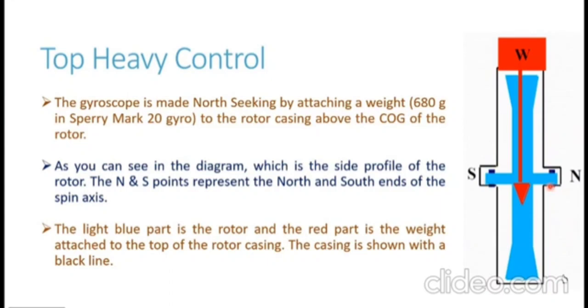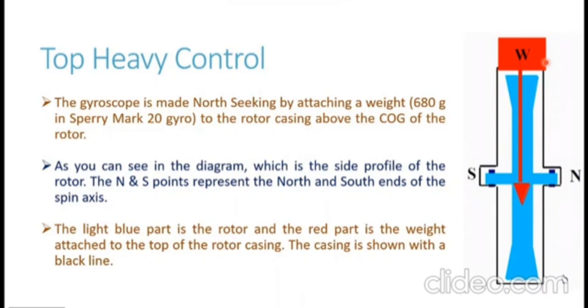Now the gyroscope is made or controlled to point in one direction by attaching a weight on top of the casing. You can see this red color weight which is fitted on top of the casing. You can consider it is welded on top of the casing. And this weight is approximately close to 680 grams.